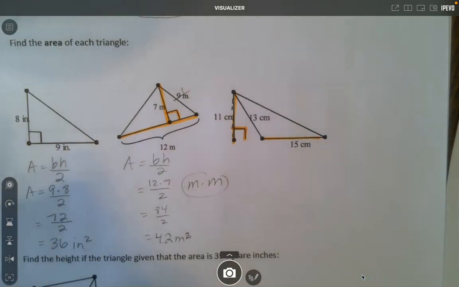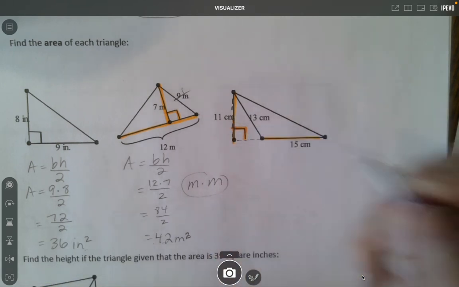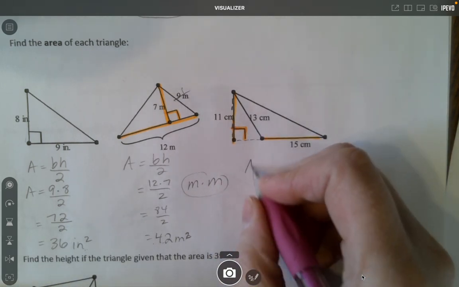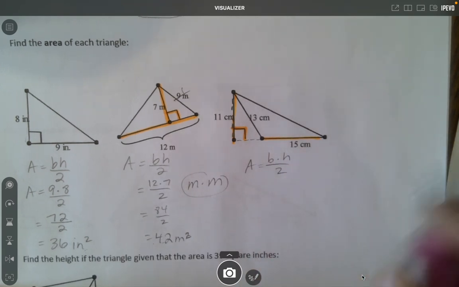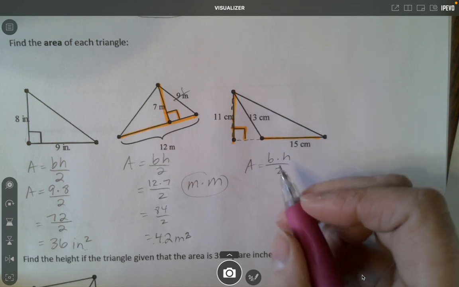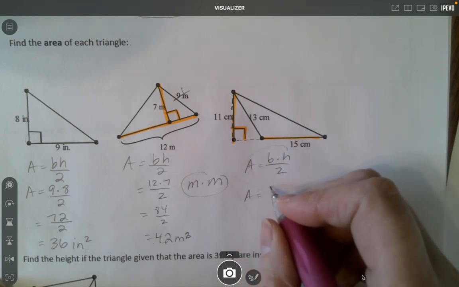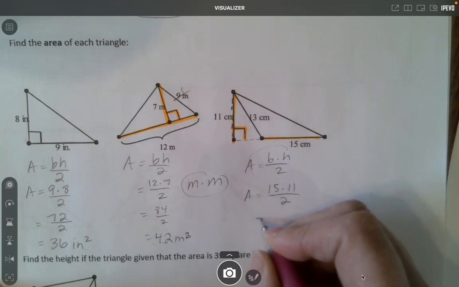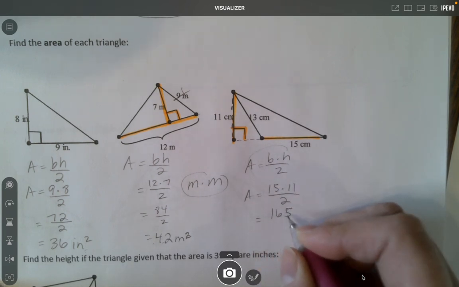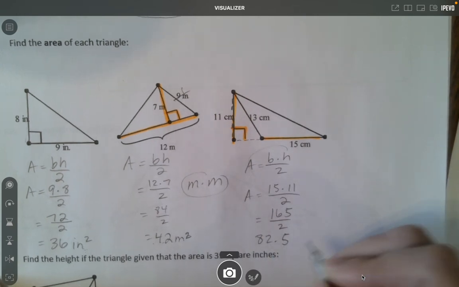So you could think about extending a dotted line out here and how my base and my height are making a right angle. So area is going to be base times height divided by 2. You do not have to write out the formula every single time, but when I'm trying to memorize something new, I'll write it out, which is going to be 15 times 11 divided by 2. That is 165 divided by 2, which is 82.5. And this one is centimeters, so centimeters squared.